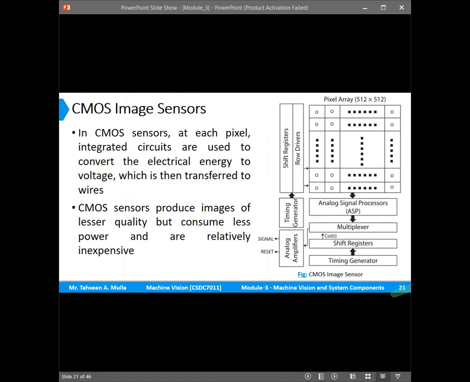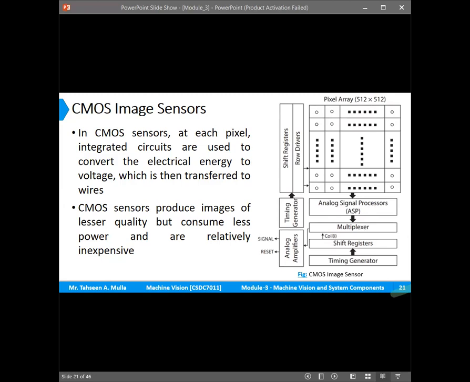Now here in CMOS sensors, they produce images of lesser quality. Now, to mention a point here, CCD will have a high quality. High quality will need some more power and extra circuitry, whereas CMOS produces images of lesser quality but consumes less power, right? And is relatively inexpensive compared to CCD. This is the diagram, the actual block diagram of how an image sensor for CMOS works.